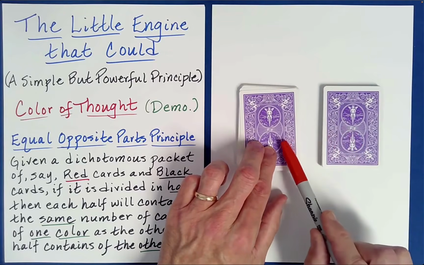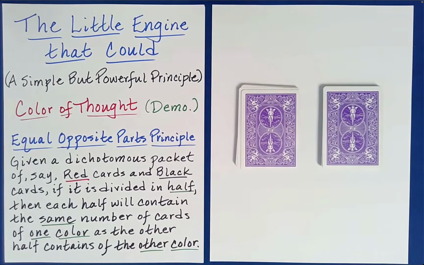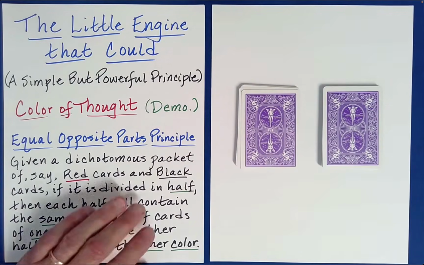And vice versa. Now, if in your mind's eye you can see, oh, of course that's true, then that's wonderful for you. You'll have an easier time remembering this principle and making use of it. But not everyone can immediately see that that has to be true.